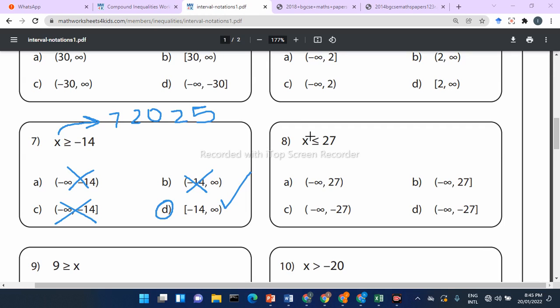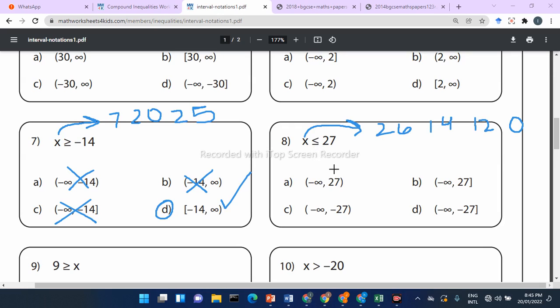All right, let's look at number 8. For number 8, we are saying x is less than or equal to 27. So we're going to look at numbers that are less than or equal to 27. So you're looking at numbers like 26, 14, 12, 0, and so on. These numbers are going to be less than 27, and 27 could also work too, because we include 27.